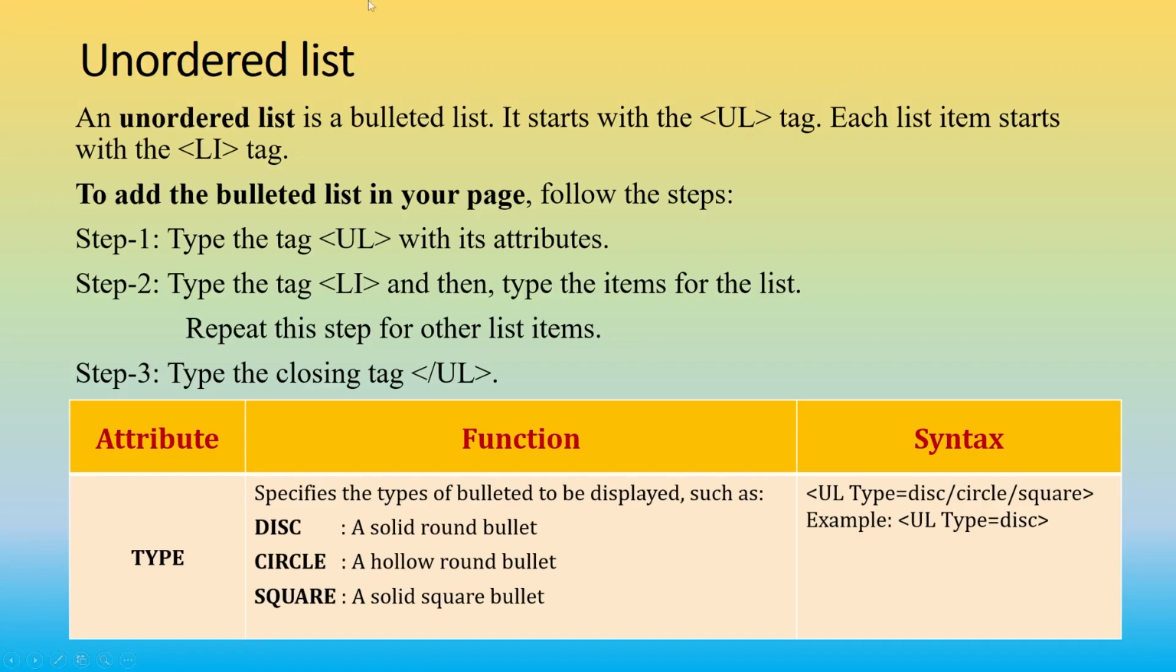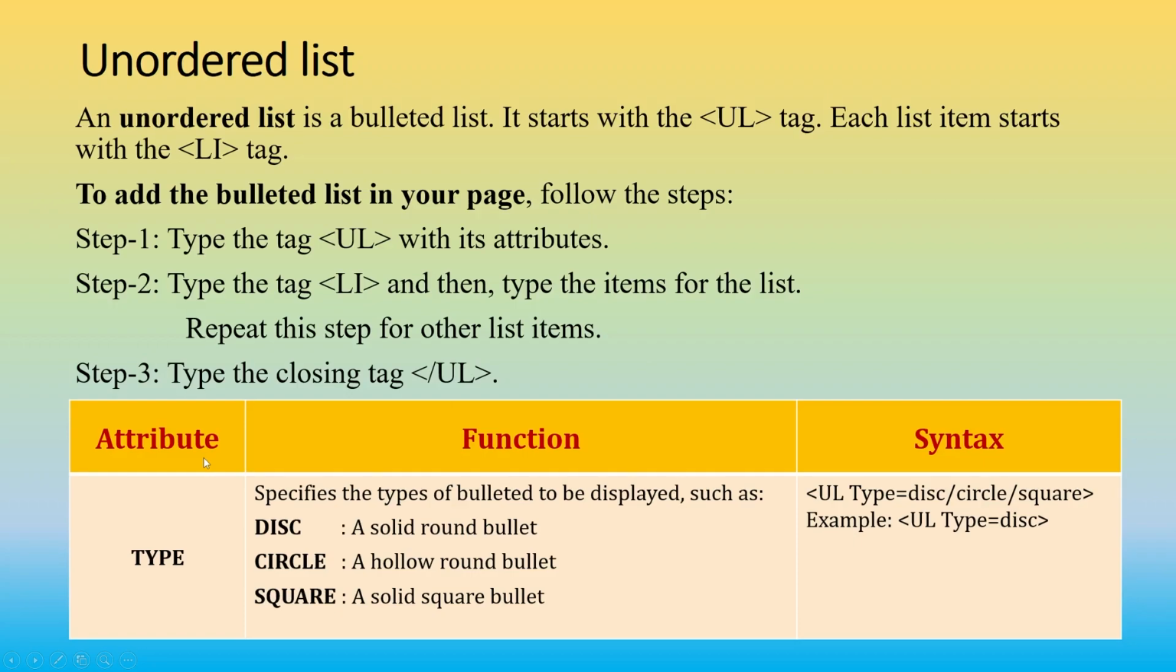UL stands for unordered list. This is an abbreviation for unordered list. And LI, as you know, is list item. To add the bulleted list, in a similar way as we did with the OL ordered list tag, we will be writing the tag UL with its attribute, then we will type LI and then type the list of items, then we will end our list by the closing UL tag.